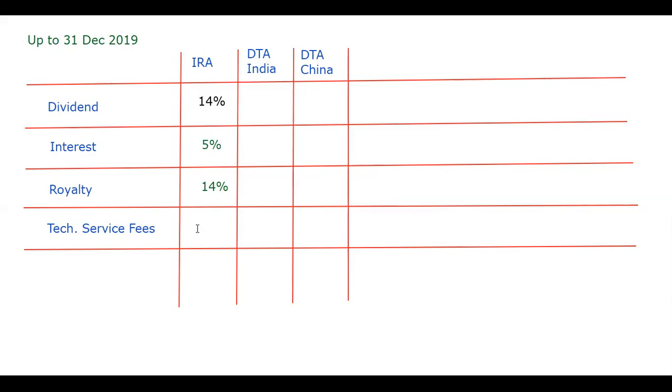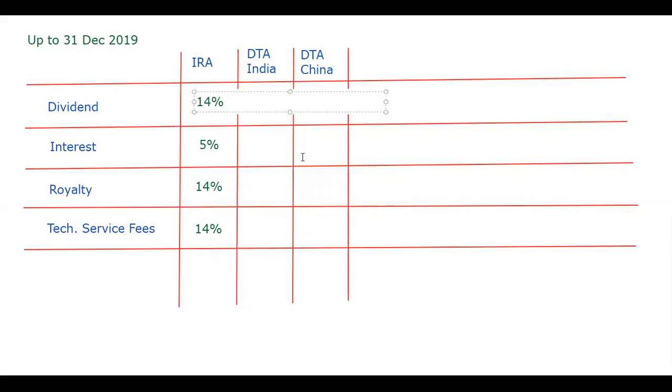Then technical service, 14%. Technical service 14, right? You know that these are the rates applicable as per the Inland Revenue Act. This is again 14%.